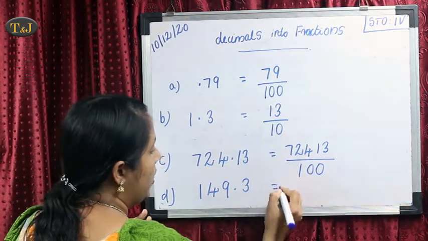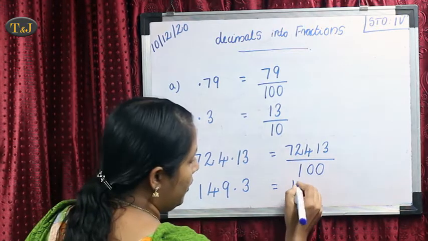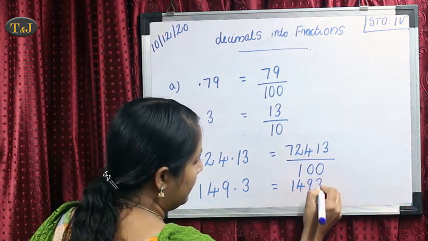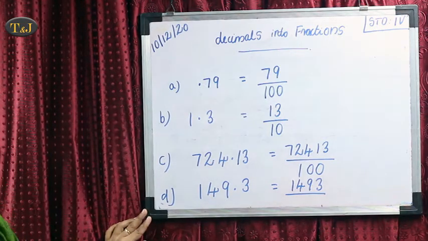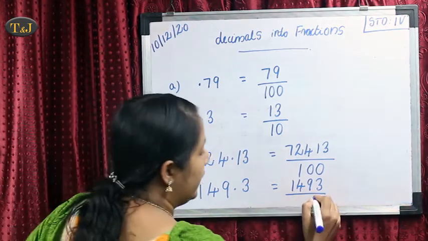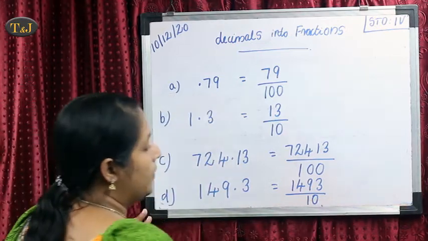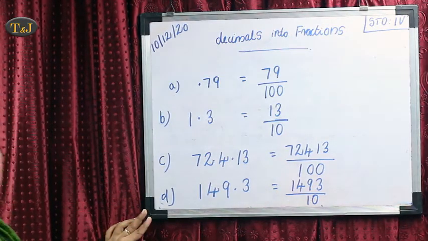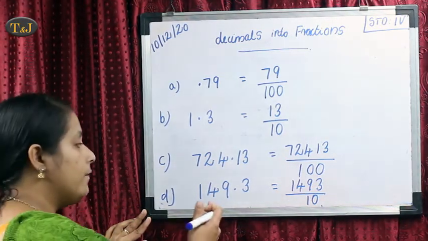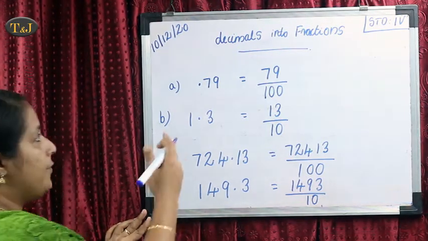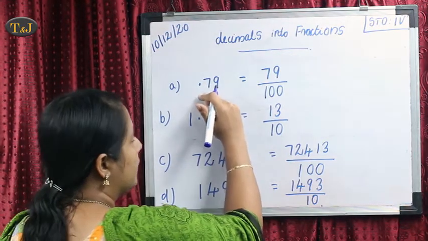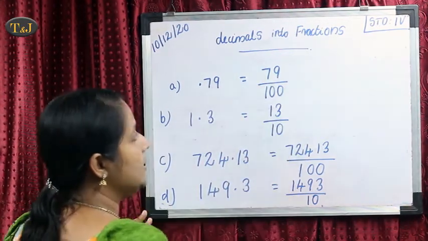Then one more example. 149.3. First we write the number without the point, 1493. Then after the point, how many digits are there? There is 1 digit. So in our denominator, how many zeros do we want? We want only 1 zero. So we write 1 0. So 1493 by 10 equals 149.3.